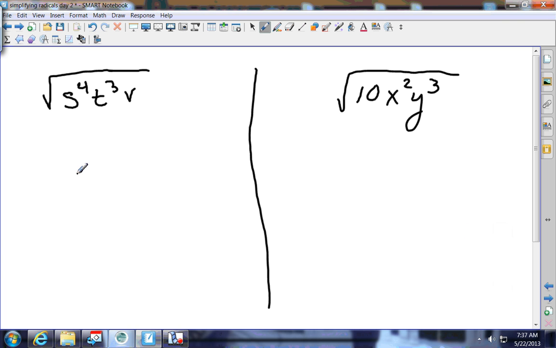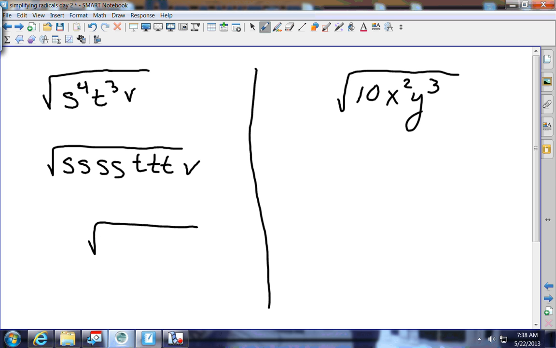Okay, on the first one right here on the left, if I go to write it all out, S to the 4th means 1, 2, 3, 4. T to the 3rd, 1, 2, 3, and then a V is by itself. Okay, you have to have a partner to come outside. The S's have a partner. You can also see that there's an even number right here. If you can see that, you can do that without writing it all out. The T's, there's a partner of T's right here. But then these are left. So then inside is TV.